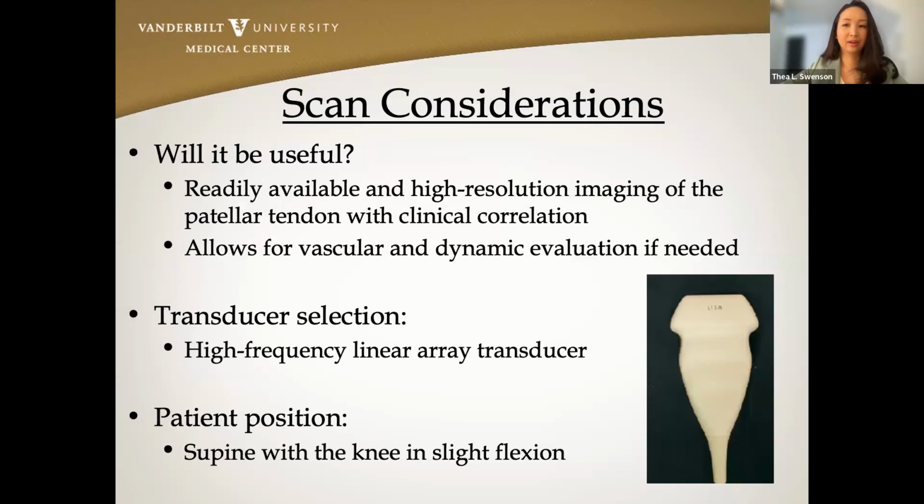So in this scenario, we really want to ask ourselves if ultrasound will be useful, if taking that time out of clinic would be helpful. And yes, we think it would. Ultrasound is readily available in our clinics and gives high resolution imaging of the patellar tendon without having to send the patient out for MRI. It allows for vascular and dynamic evaluation, which can be useful if the differential includes apophysitis and tendon tear.